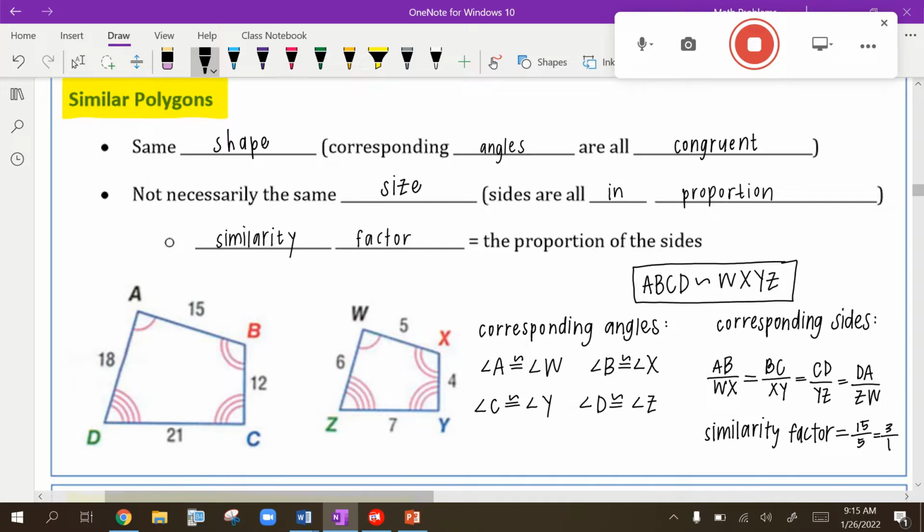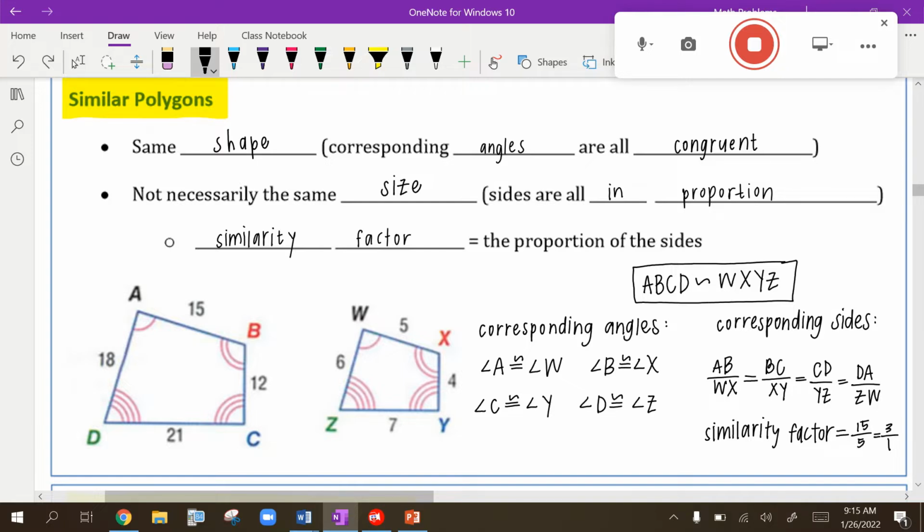Now, to write the similarity, you would use this symbol here. It's almost like a congruent symbol, but it doesn't have the equal sign on it, because these two shapes are not equal to each other. They're not totally congruent. They're just similar shapes, not the same size.